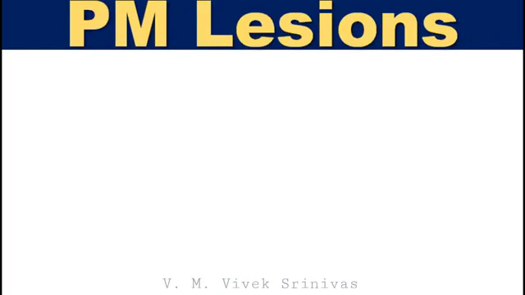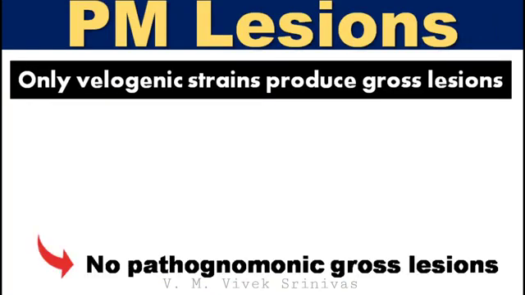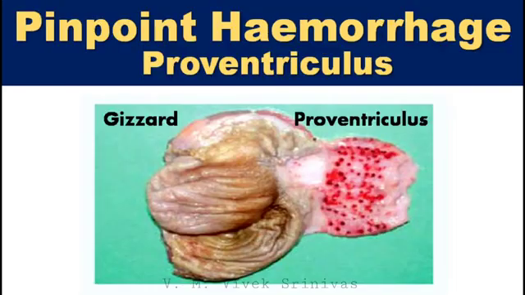Postmortem findings and gross lesions. Only velogenic strains produce gross lesions, and these lesions are not pathognomonic. Findings like swelling of the periorbital area or entire head, edema of interstitial or paratracheal tissue of the neck, petechial hemorrhage on the mucosa of the proventriculus, ulceration or necrosis of respiratory or digestive lymphoid tissue, and ulceration or necrosis of Peyer's patches are observed. The picture shows the pinpoint or petechial hemorrhage in the proventriculus.